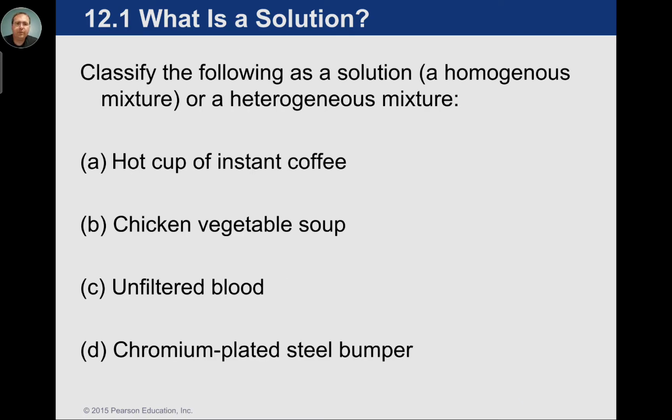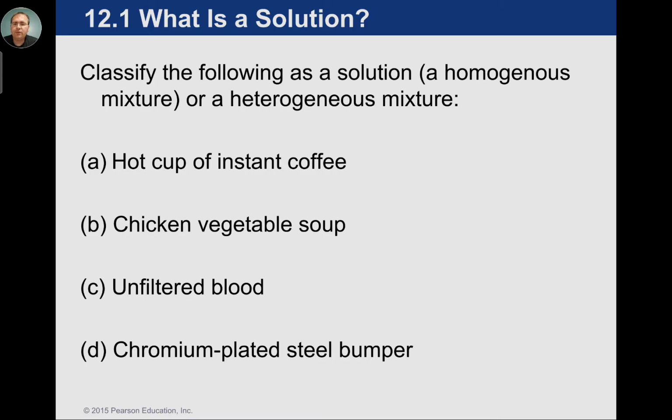One of the first things we need to be comfortable with is recognizing a homogeneous mixture. Homogeneous mixtures are going to be things that look the same, top to bottom, left to right, front to back. Heterogeneous is where you can see that difference between substances that are mixed together. So as you look at these four choices, think of a hot cup of instant coffee. Instant coffee is kind of a brown powder when you put it into water. You stir it up and it kind of disappears because it dissolves into a solution.